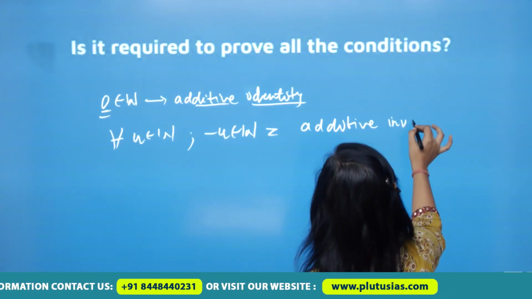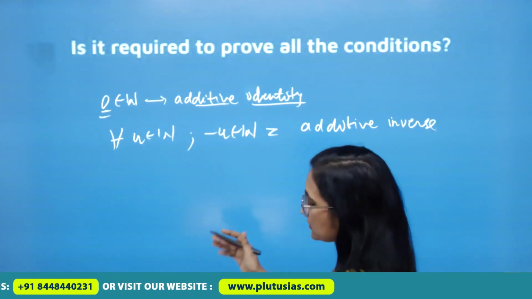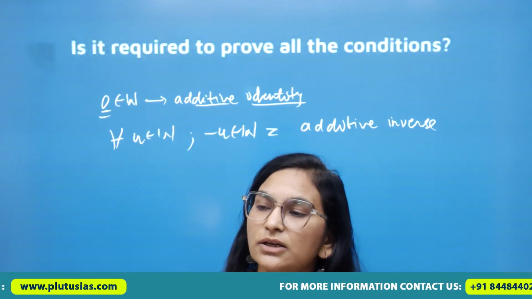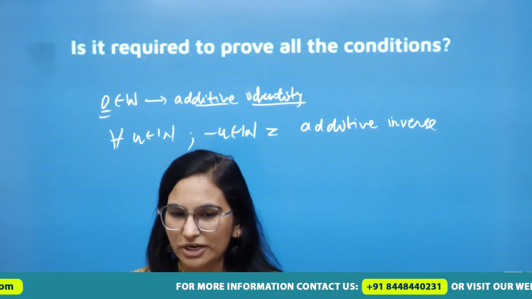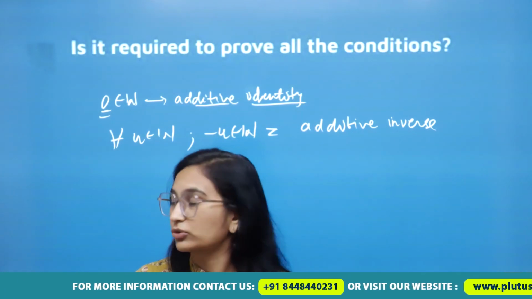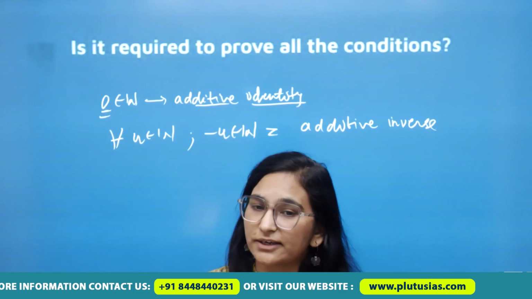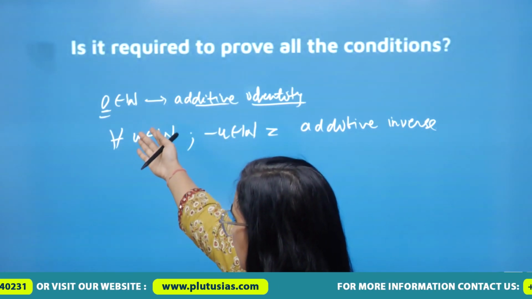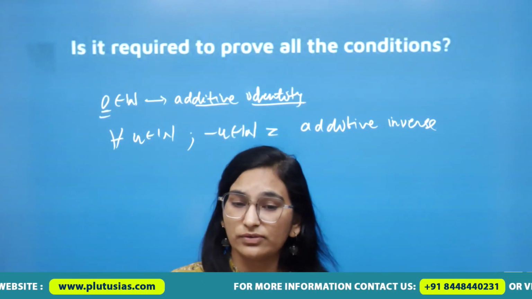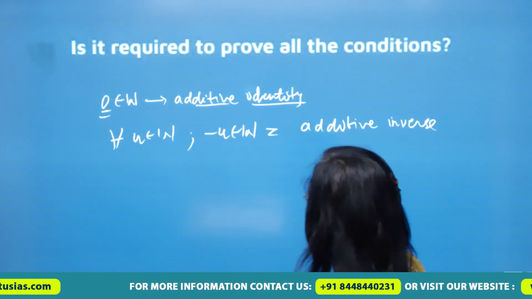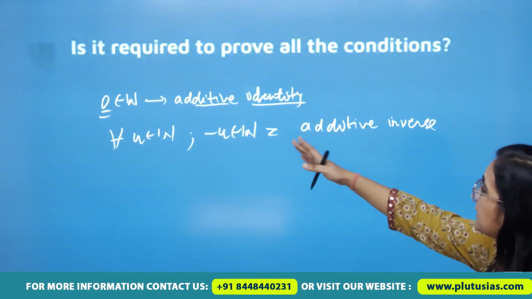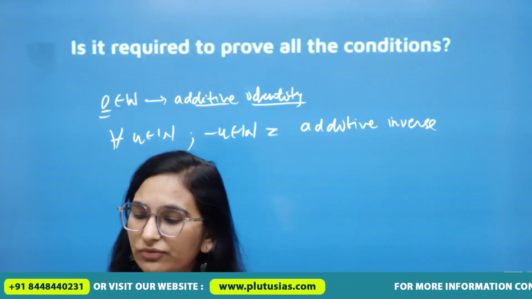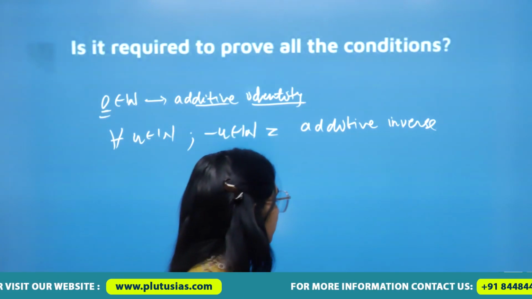So if somebody asks you that this is a subset of this vector space and you have to prove whether it is a subspace or not, then what will you check? Only two things. One is that the additive identity belongs to that subset, and second is that the additive inverse belongs to that subset. These properties have been clubbed together and quite enough results have been proved. Let me give you the proof.